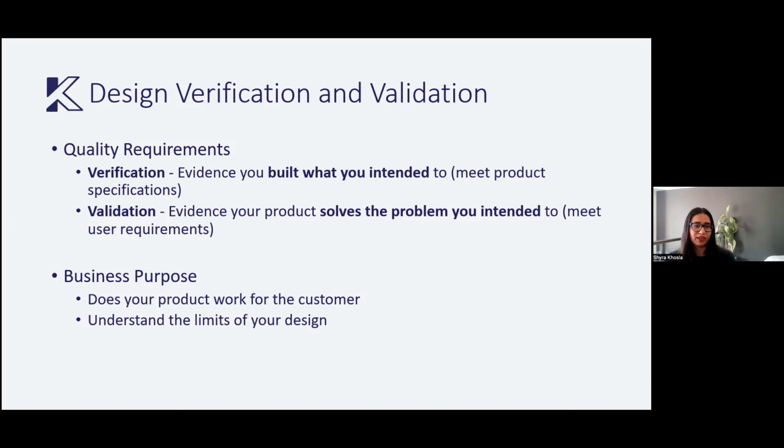Verification and validation are the two terms that are often used for this. At the design phase, what you're doing in verification is you're saying you have built what you intended to build. So this generally means that you're meeting your product specifications. If you intended to build a system that outputs a wavelength of 1300 nanometers, then you check that your system actually outputs that wavelength.